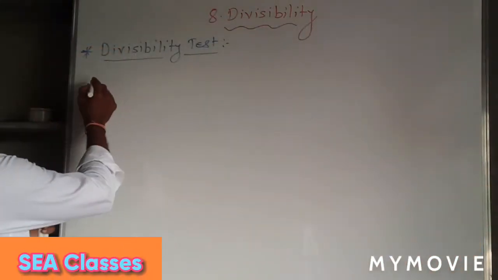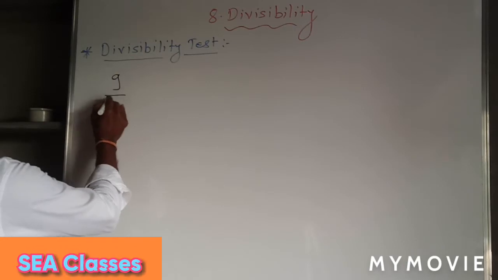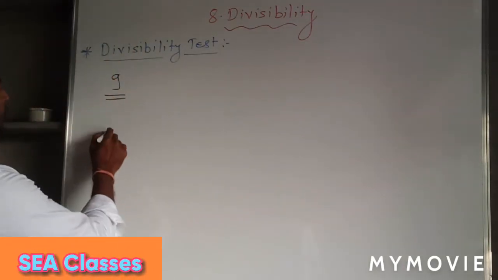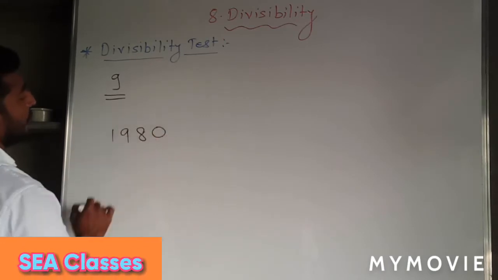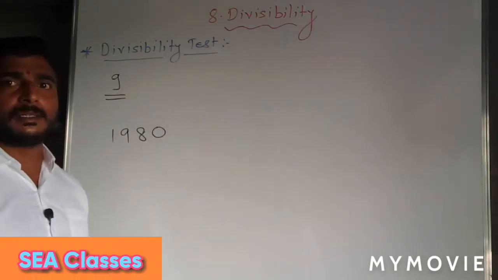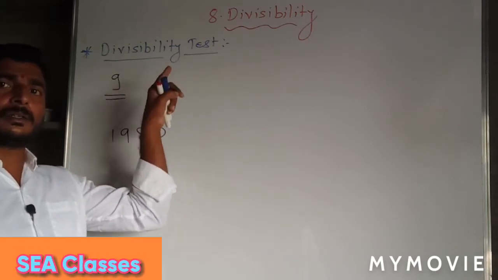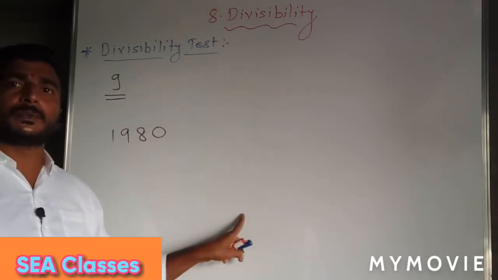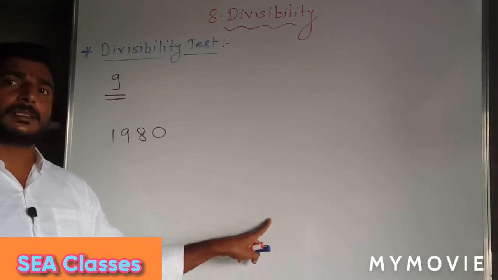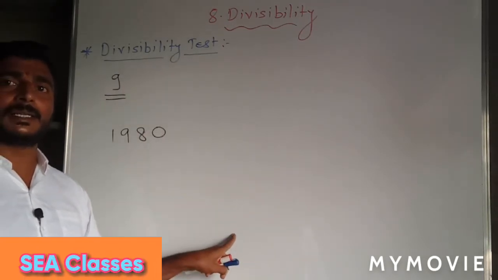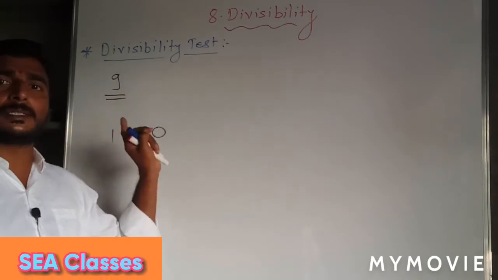Now we will see the divisibility test for 9. For this we will take an example: 1980. To answer whether 1980 is divisible by 9 or not, you can do the actual division. If you get the remainder 0, then you can say yes, it is divisible. If you don't get 0 in the remainder, then you will say no, it is not divisible.